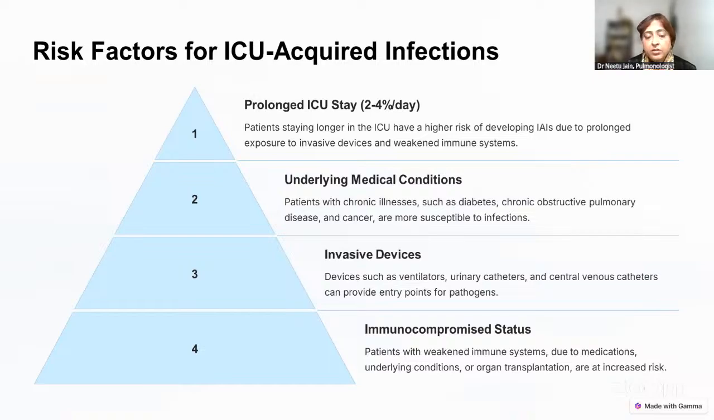The more invasive devices there are, the more are the chances of infection, which include endotracheal tubes, urinary catheters, and central venous catheters, and the entry points of these tubes and catheters become entry points for pathogens. Not least, immunocompromised patients with a weakened immune system are unable to fight infection, and this also leads to ICU-acquired infection. They are at increased risk, and they also potentiate other patients around them to increase the risk of MDR.